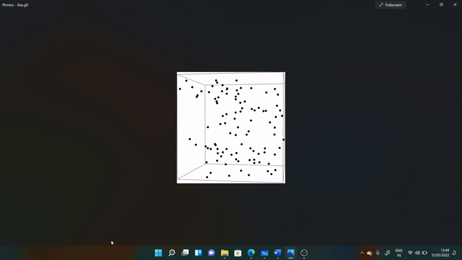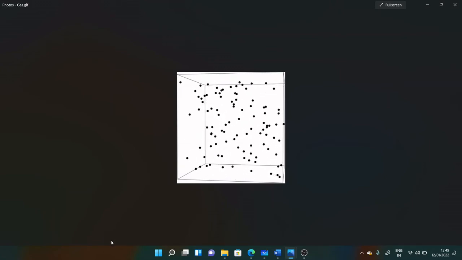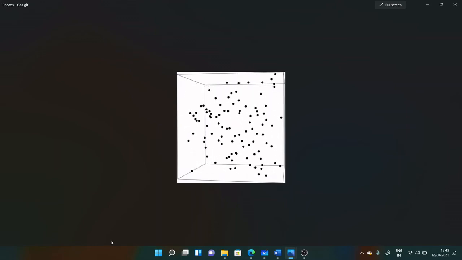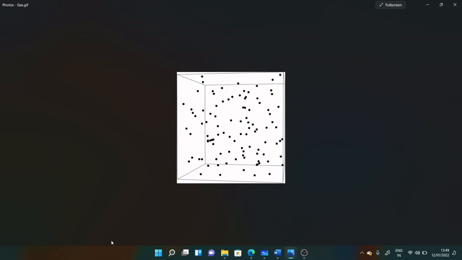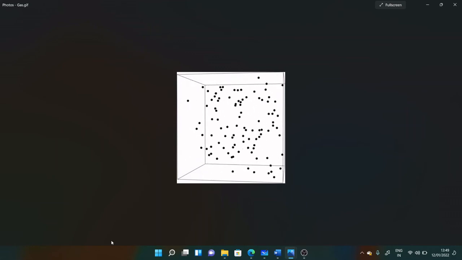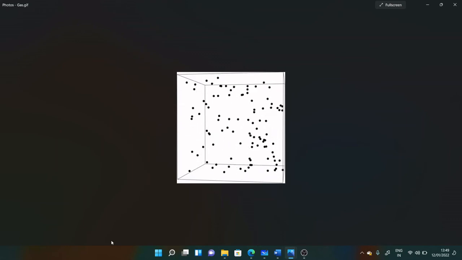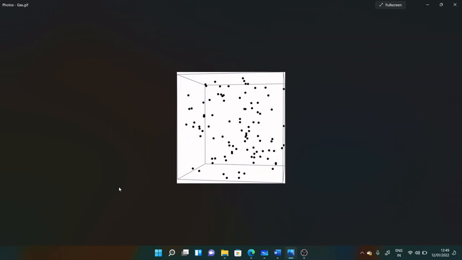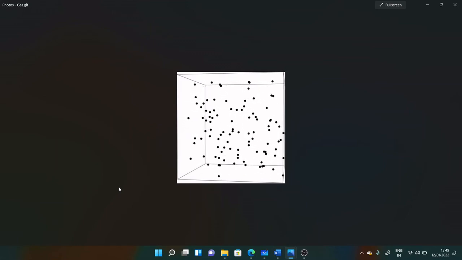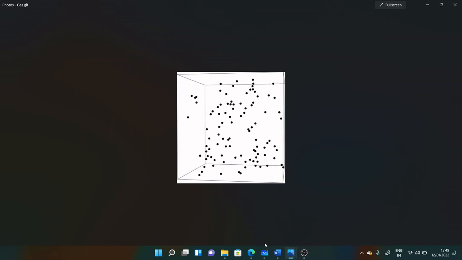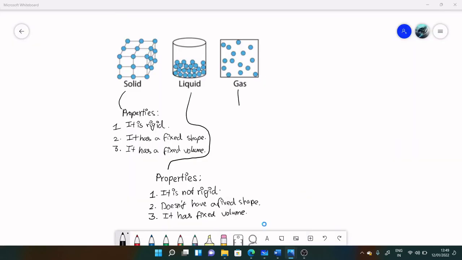Do gases have a specific quantity? Can you pour gases into a container and they take a specific amount of space? No. They just cover the entire space, right? That's how it is. The particles in gases are also free to move around. They can move all around the place. They do not create a specific structure. They are free to move around. From this, let's try to note down the properties of gas.